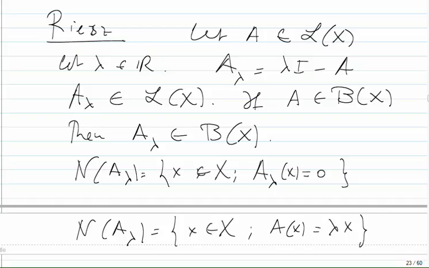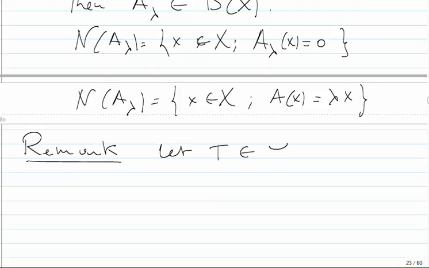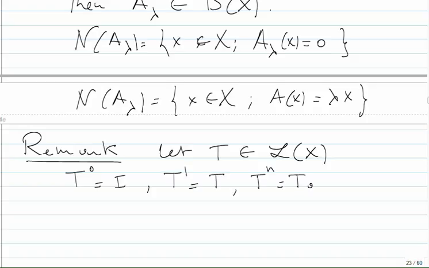Okay, so let's see what happens in the case of a compact operator. What are the properties of these spaces? Let us take some basic properties first. Let's take a remark before I start some major results of Riesz's work. Let T belong to L of X. Of course we can consider the composition. We put T to the power 0 to be the identity map of X, T^1 equals T, and T^n is equal to T composed with itself n times. It's well defined because we have an operator from X into X.